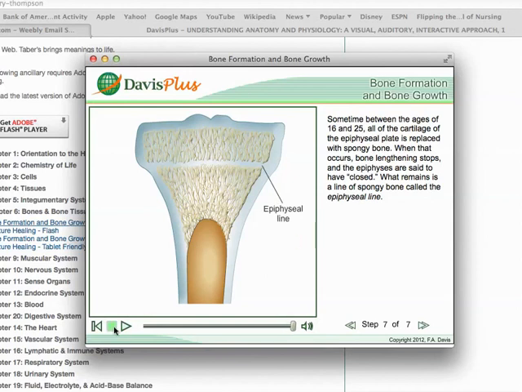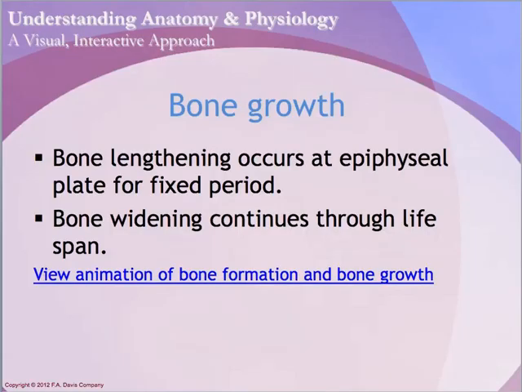So I think that does a nice job of showing you that actual bone growth and giving you an idea of how that cartilage turns into spongy bone. And then at some point, that gap kind of closes and that bone can no longer grow in length.